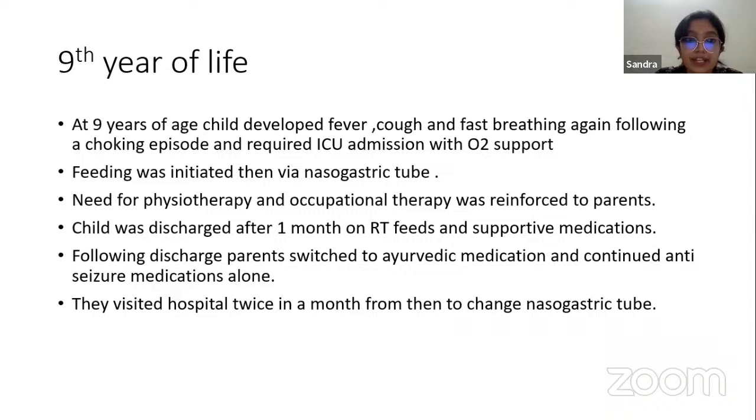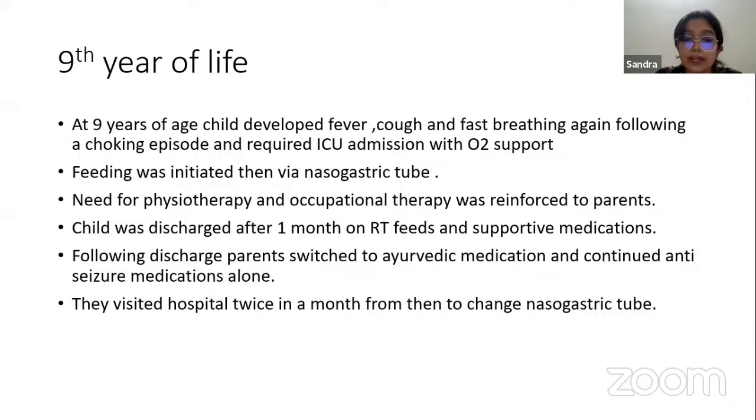Ninth year of life, at 9 years of age, the child developed fever, cough, and fast breathing, again following a choking episode, and required ICU admission with O2 support. Feeding was initiated then by a nasogastric tube. The need for physiotherapy and occupational therapy was reinforced to the parents, and the child was discharged after 1 month on RT feeds and supportive medications.